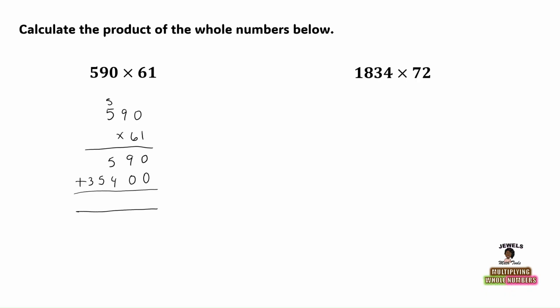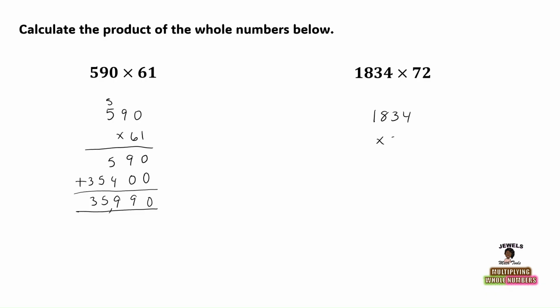So we have 0 plus 0 is 0. 9 plus 0 is 9. 5 plus 4 is 9. We're going to bring down our 5 and bring down our 3. So the product for multiplying our number 509 times 61 is equal to 35,990.